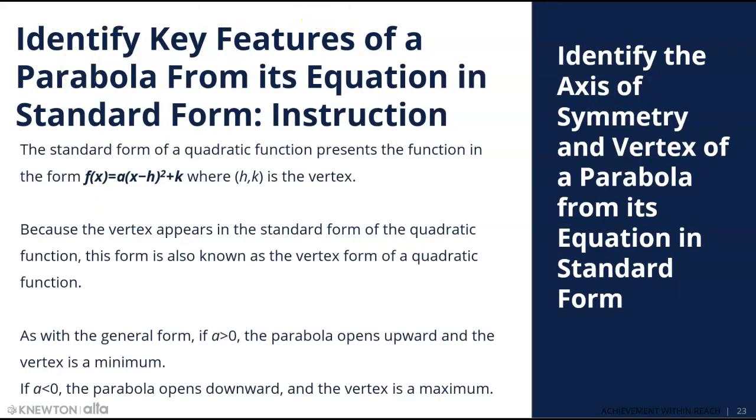Alternatively, the quadratic function may also be written in this form here: f of x equal to a quantity x minus h squared plus k. This is what we call the standard form of the quadratic function, where (h, k) here is the vertex. This can be derived from the formula f of x equal to ax squared plus bx plus c by the completing the square method.